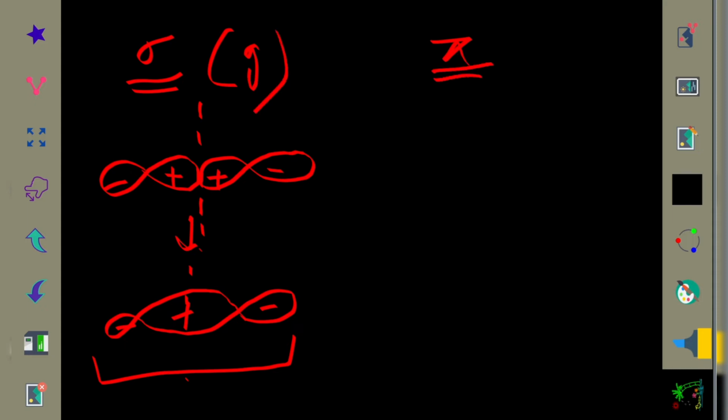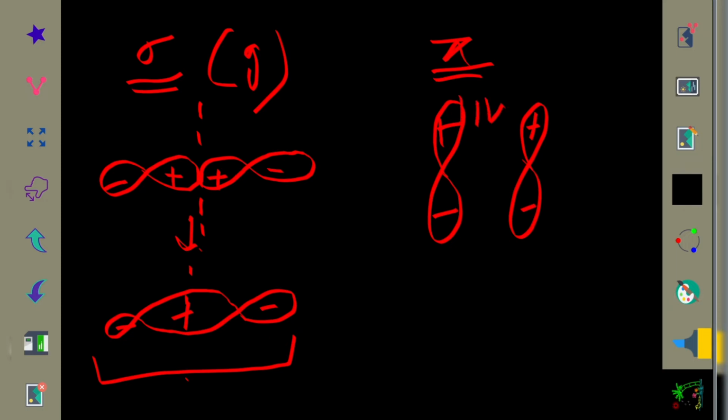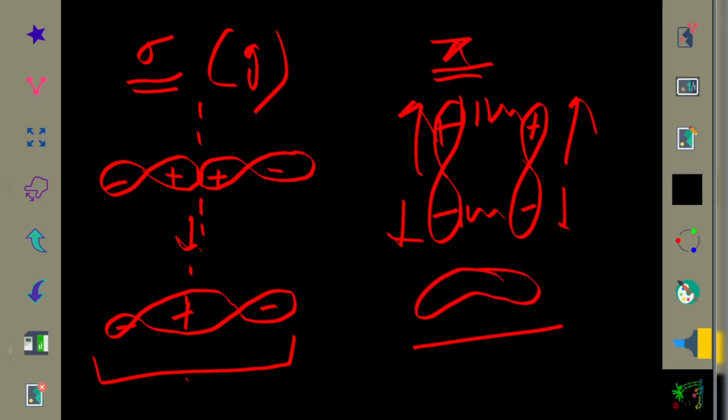And if you go for a pi bond, it is formed by the sideways overlapping like this one. So if you go upward or downward, you will find a different wave function. Above will be positive, below will be negative. That means this is ungerade.